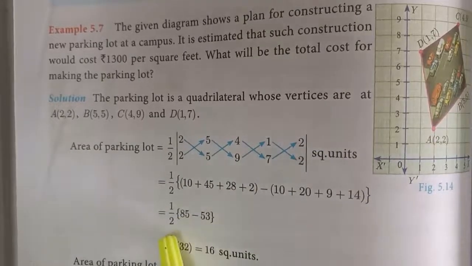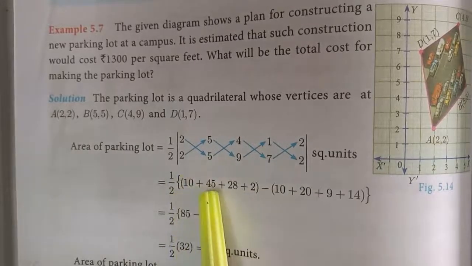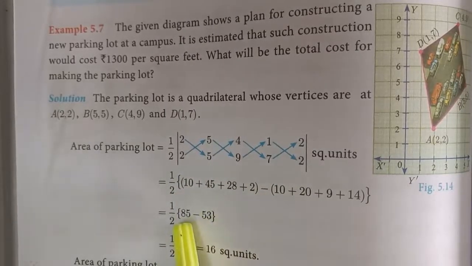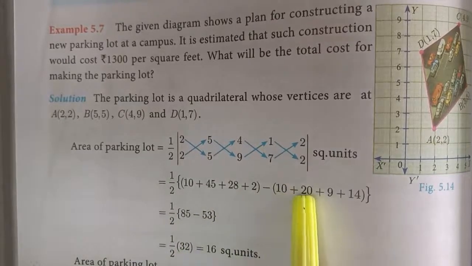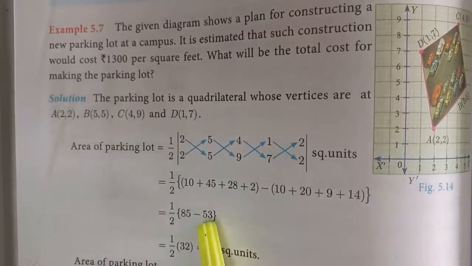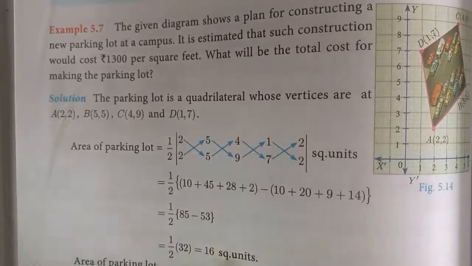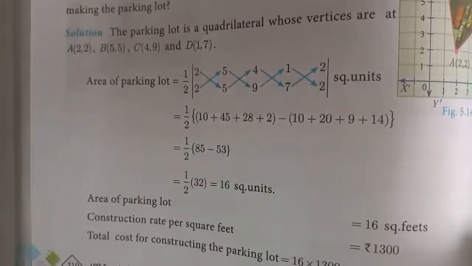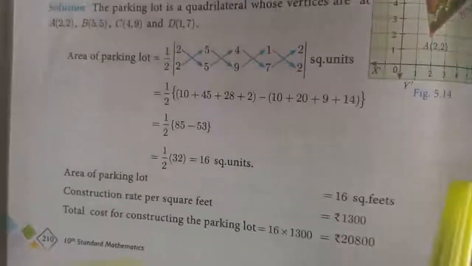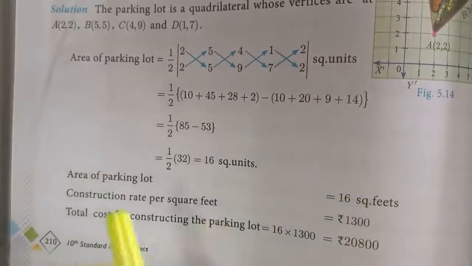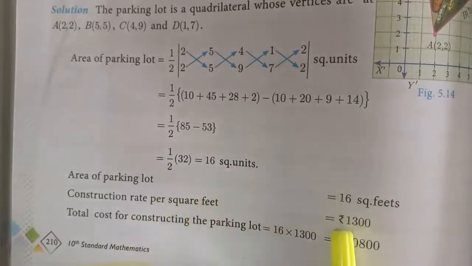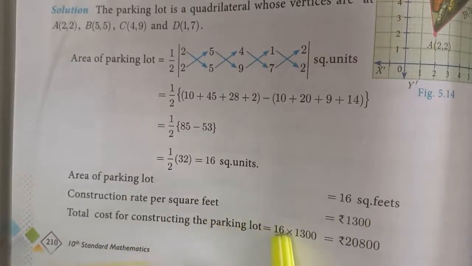So this is equal to 1 by 2. If you add all this, 10 plus 45 plus 28 plus 2 gives 85, minus 10 plus 20 plus 9 plus 14 is 53, which is equal to 1 by 2 into 85 minus 53 is 32, which is equal to 16 square units. Therefore the area of the parking lot is equal to 16 square feet. The construction rate per square feet, 1300, is given in the question. So the total cost for constructing the parking lot is equal to 16 into 1300, which is equal to 20,800.